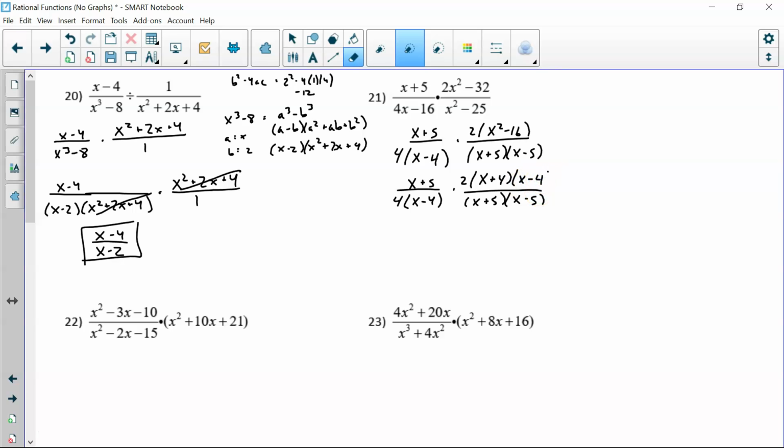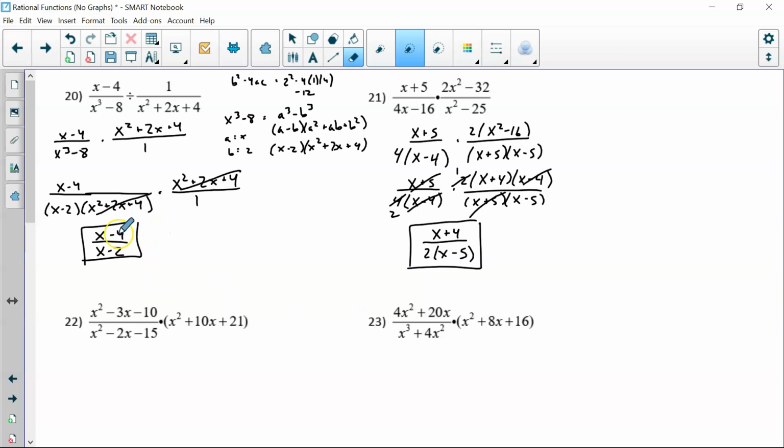And now here comes the fun part after all that factoring. We've got an x - 4 on the bottom, x - 4 on the top. x + 5 on the top, x + 5 on the bottom. 2 and 4, the 2 becomes a 1, 4 becomes a 2. So the only thing we're left with is (x + 4) over 2 times (x - 5). That's all we can do, and it simplifies pretty nicely.